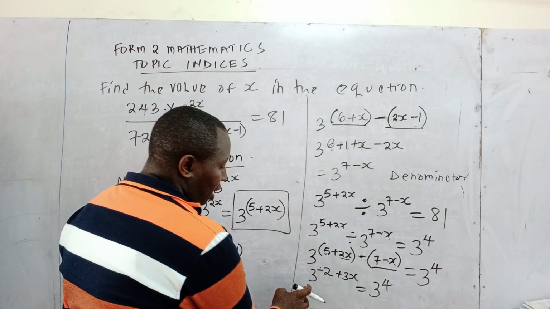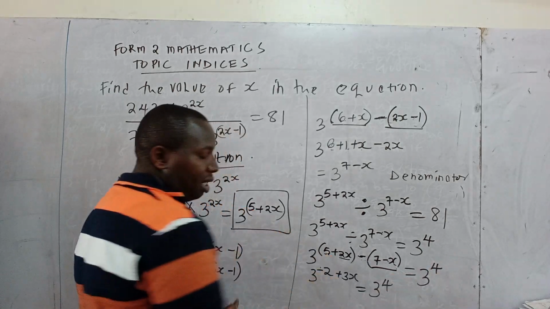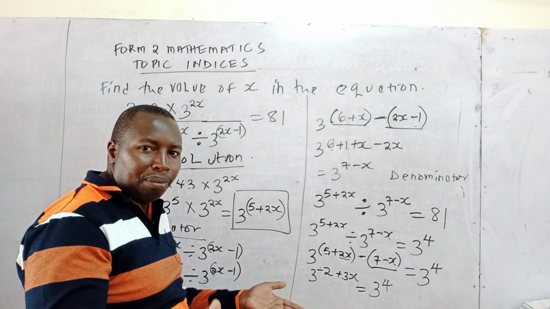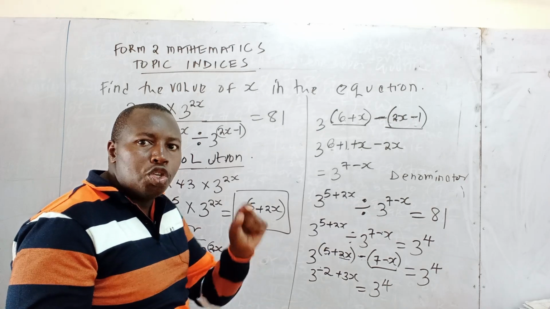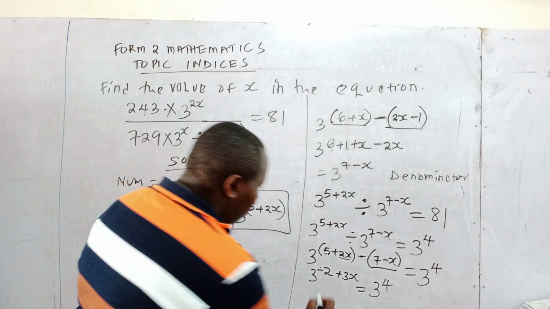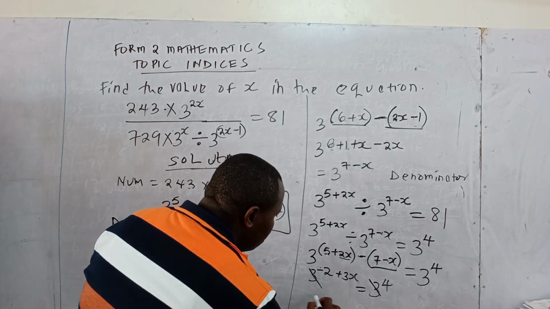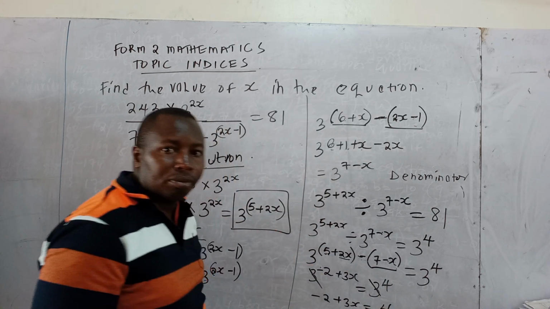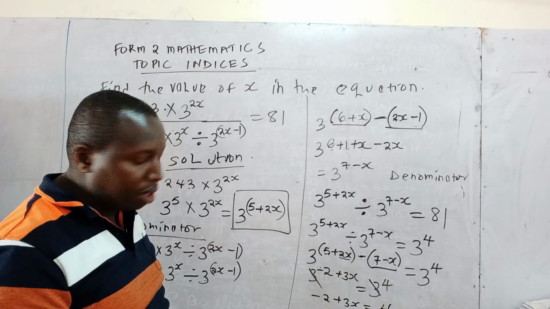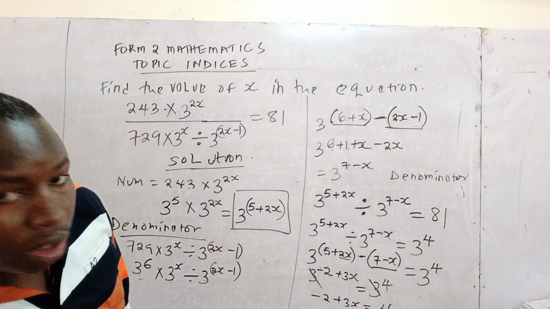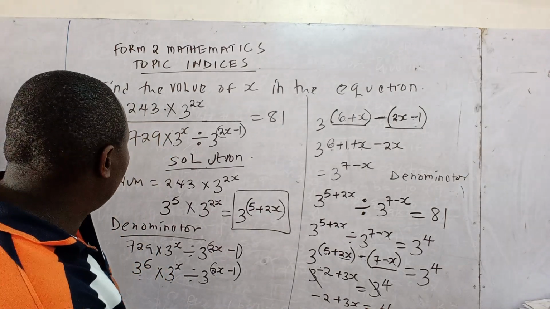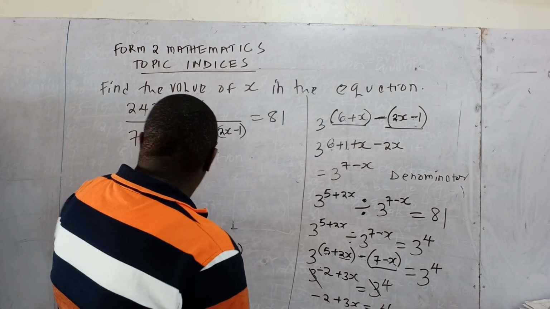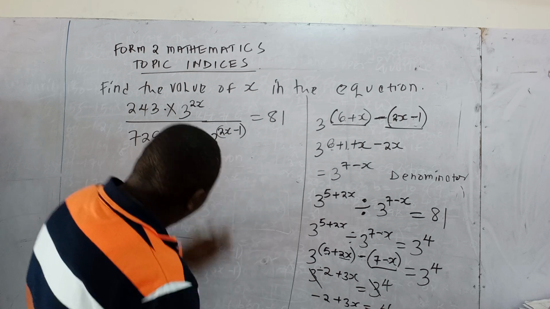Now the base, this right hand side, the left hand side and the right hand side, they are the same. And the base is the same. So what do you do? You drop the base. You say minus 2 plus 3x is equals to 4. You drop the base in this question.